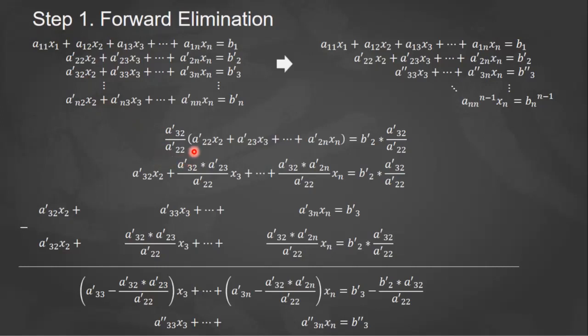Same as before, we multiply the second equation, that's the pivot equation, with the coefficient of x sub 2 in our third equation divided by our pivot element. So that would be this one, resulting in this equation. Then we subtract that from the third equation. So x sub 2 is eliminated, and then we have this one. Then this expression, let's just call that A double prime. This one is also A double prime, okay? And this is B double prime 3.